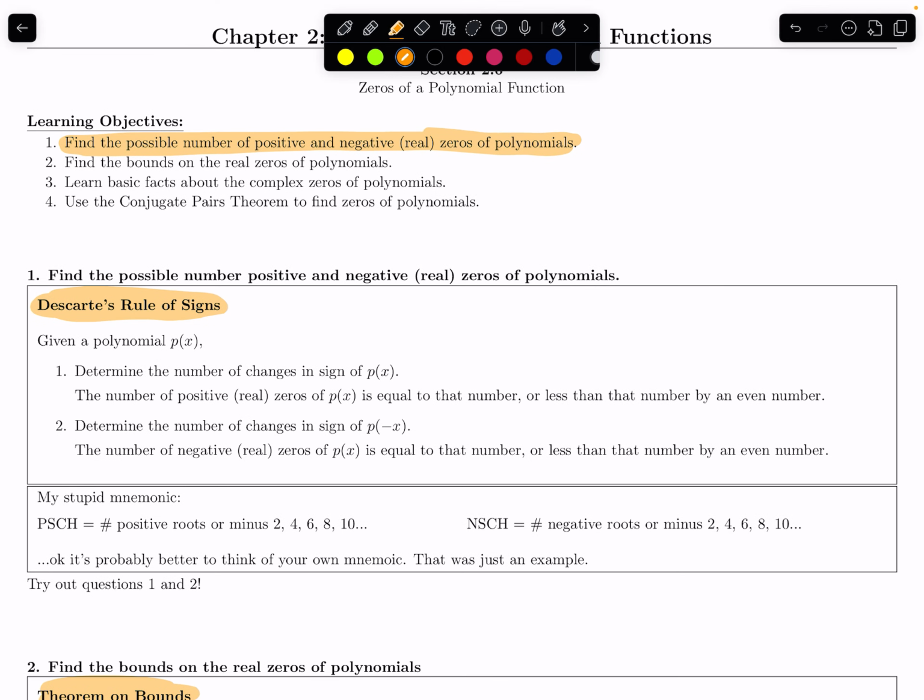Okay, so that's applying Descartes' rule of signs. Descartes, that name might sound familiar to you. He's a super famous mathy guy. He's the guy that came up with the Cartesian coordinate system, right? We named the Cartesian coordinate system after him, x and y axis, all that.